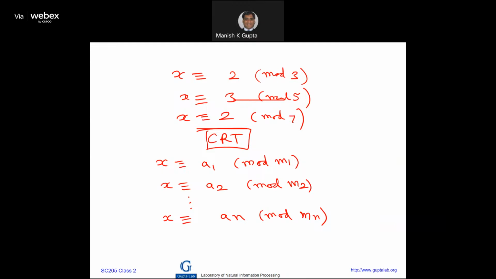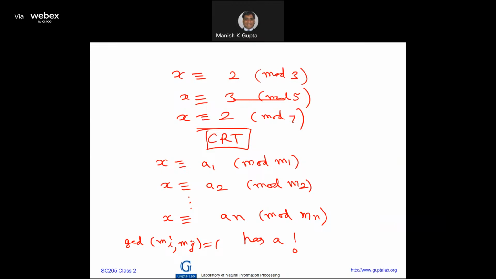So actually, what I'm going to do, I will take m1, m2, up to mk. I'll multiply all these moduli, and I get a number which is the product m1 into m2 into m3 up to mk. Okay, so let us see. Basically, one more condition is there here: the GCD of all these mi and mj is 1. So they have nothing in common. And the ai are integers anyway. Then this has a unique solution.